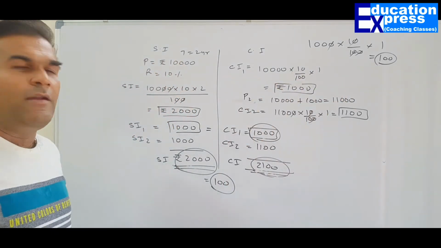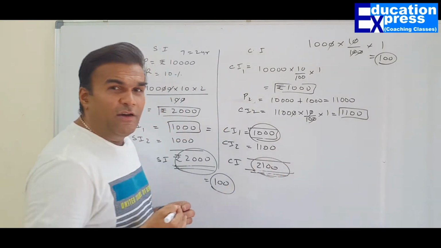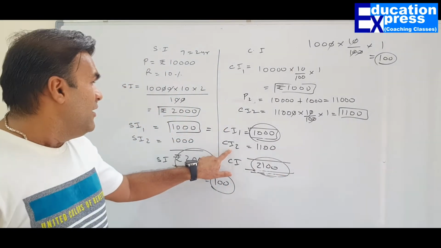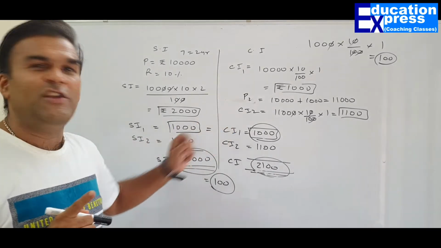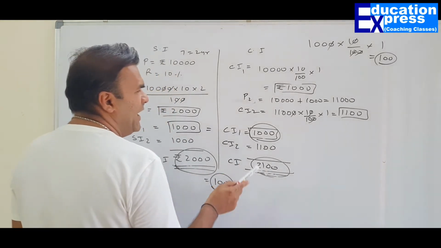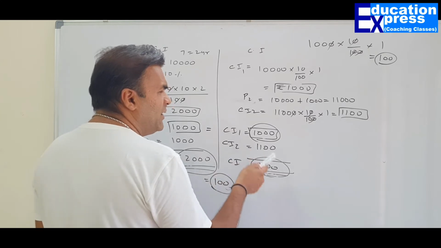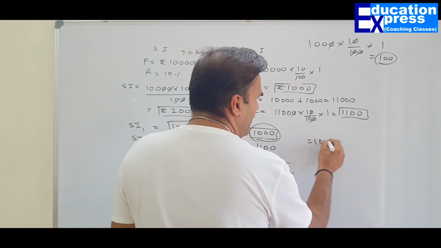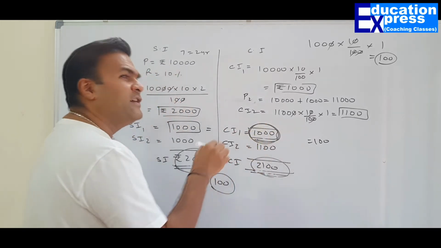So you understand, my interest for second year will exceed the interest of first year by how much? Sir, the interest for second year exceeds the interest for first year by rupees 100. But how do you get this rupees 100? Sir, I get this rupees 100 by taking interest of first year.